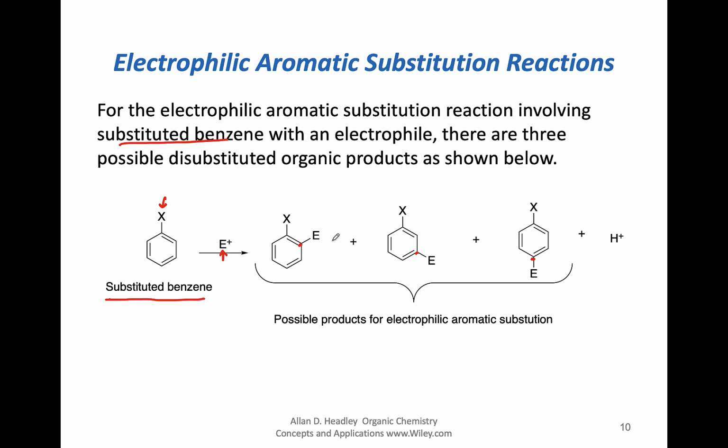Just to refresh your memory of the different positions, this is the ortho position, this is the meta position, and this is the para position. So we have 3 possible products if we are reacting not benzene but a substituted benzene with an electrophile. Now comes the question, which is the major product? Because as you can imagine, one will be the major product and the others will be the minor products. Which is the major product? Let us see.